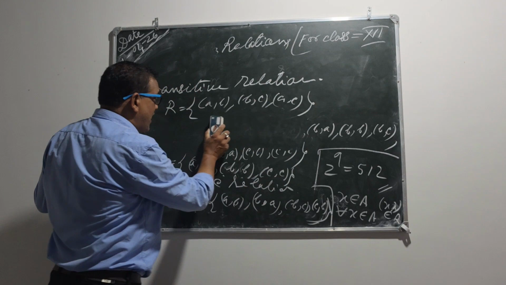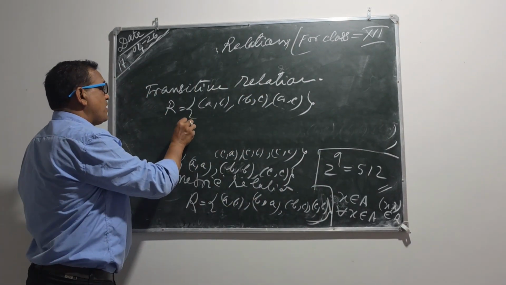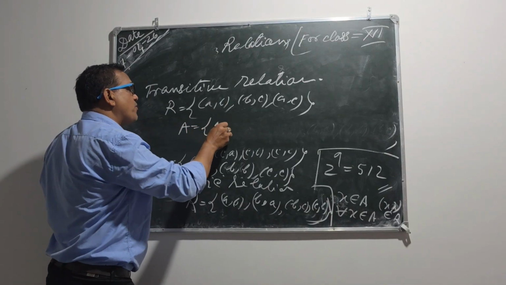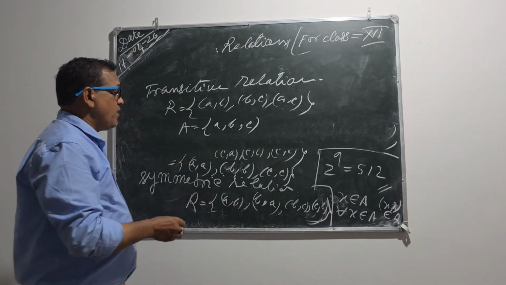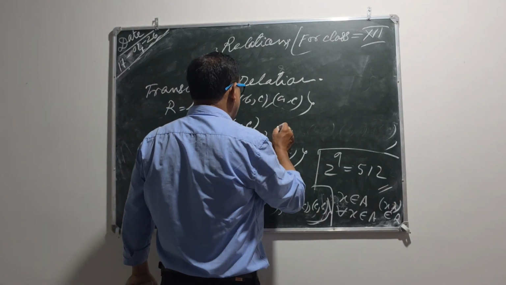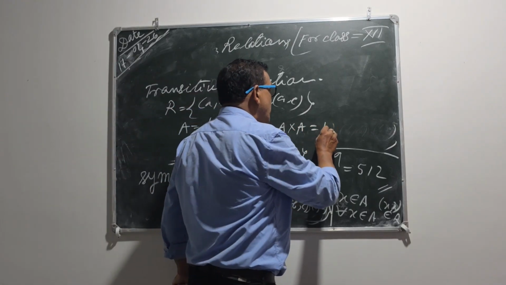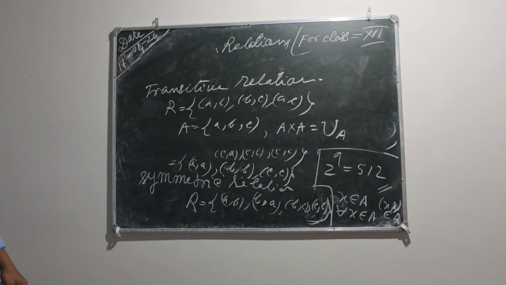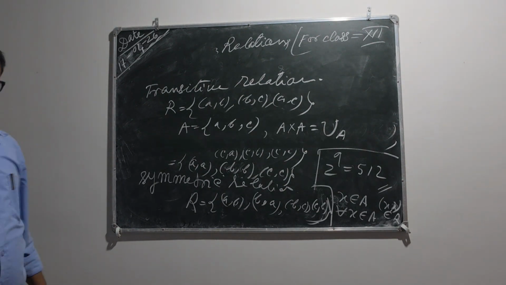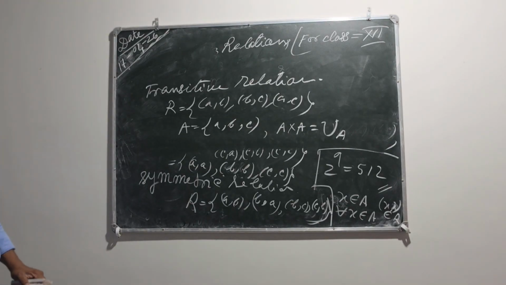Then what is called a universal relation? Suppose we have been given here the set A equal to {a, b, c}. If we want to find A cross A, then A cross A will be the universal relation under set A. U suffix A will indicate the universal relation under the set A. So after multiplication A cross A, whatever relation we obtain, that will be the universal relation.